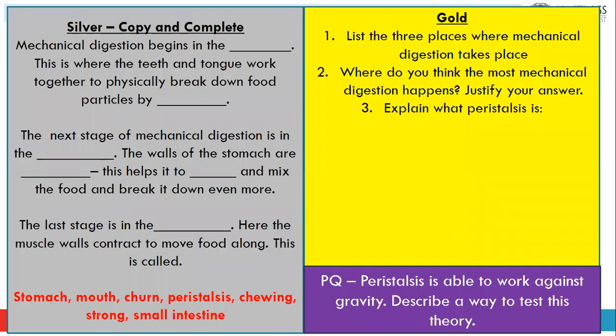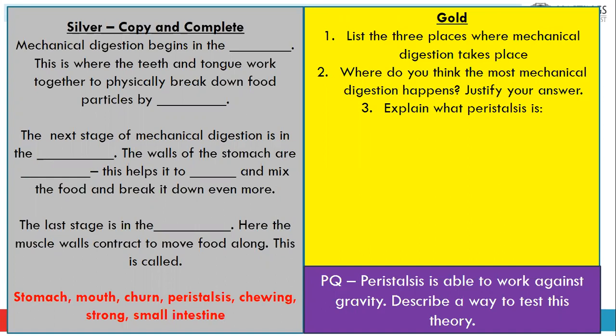So here's your task, okay? The silver is a copy and complete with the missing words underneath. The gold is just there, okay? There's 3 places where mechanical digestion takes place. Explain it. You may wish to go into some further detail. You may also want to do some research and do a little mind map about enzymes. Okay. Pause the video while you do this task. We're going to go through the silver task all together, as that will help you if you completed the gold task.